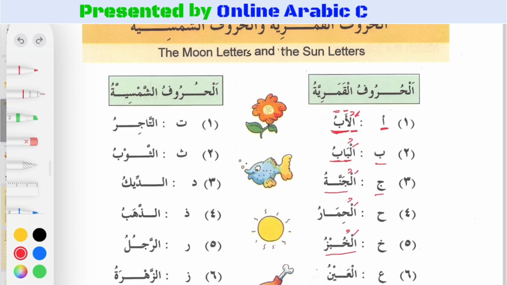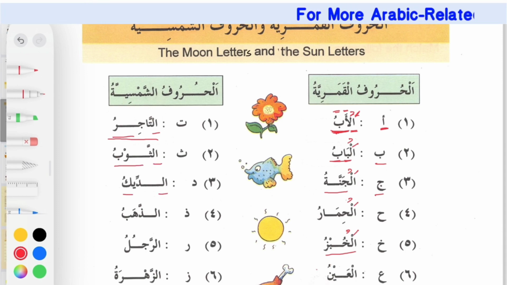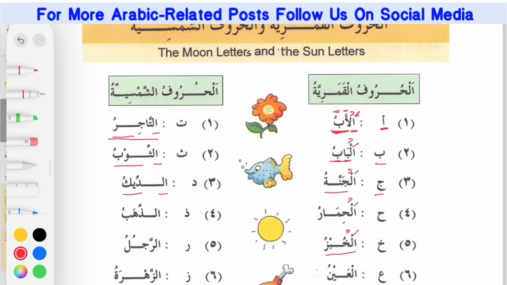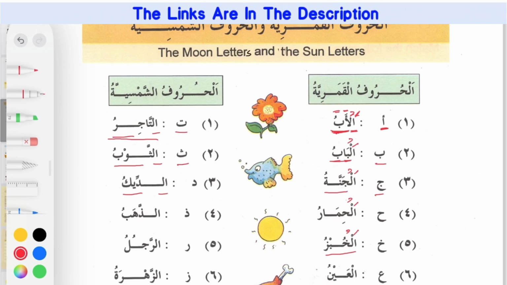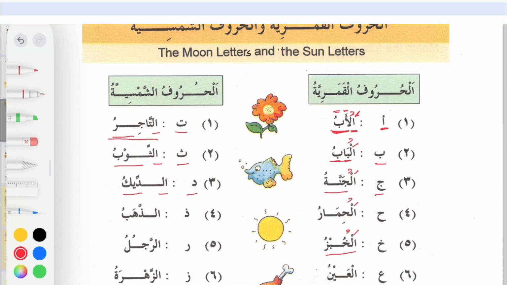On the other hand, if a word starts with a sun letter and you want to read that word with al, then how will you read? Look at this word first. Al and then tajiru. The same way al-thawbu. Al-diku. How to read these words? First word starts with ta, second one starts with tha, third one starts with dal.